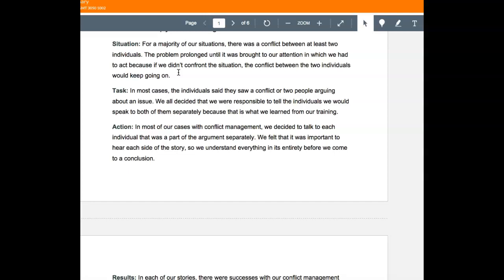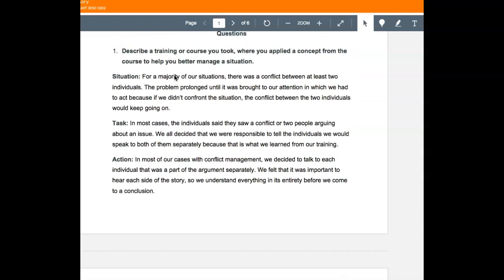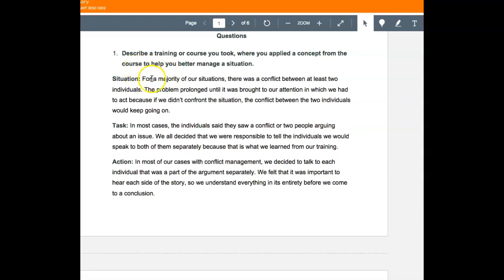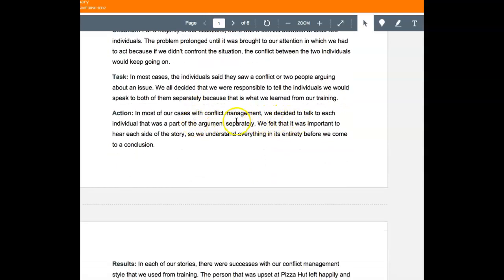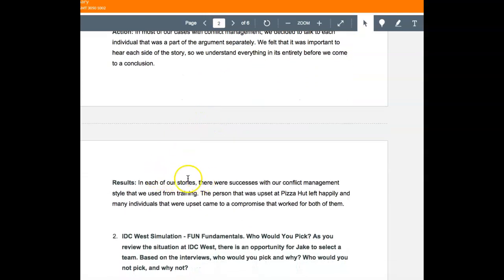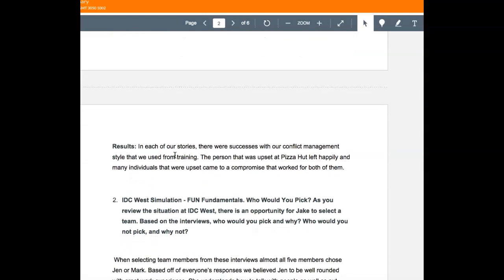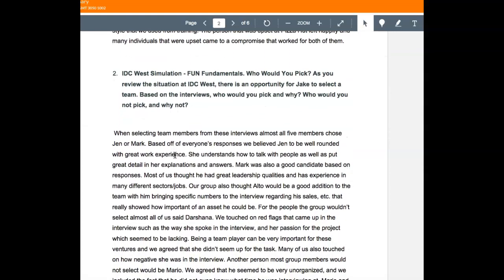So you can see here the Quad Squad. They also use the STAR process in discussing their themes. Notice it's all written from their team perspective for a majority of our situations. In most cases, the individuals said, in most of our cases we decided to talk. There's the results in each of our stories. So they're doing this as a team and doing themes.